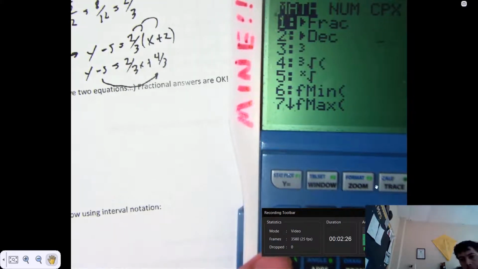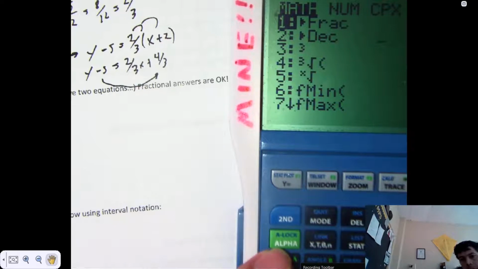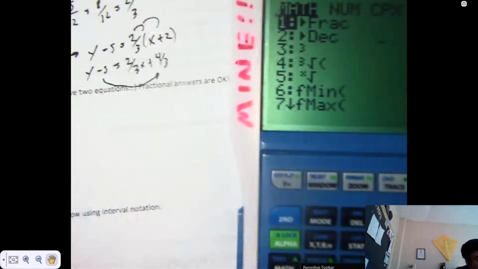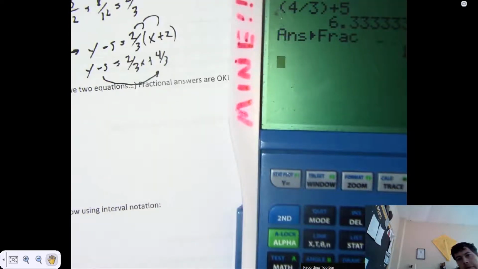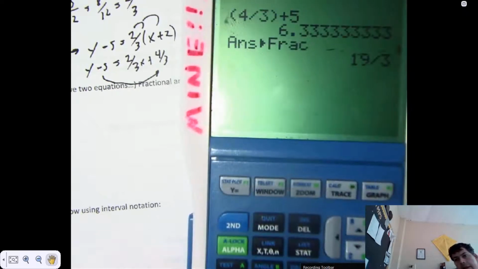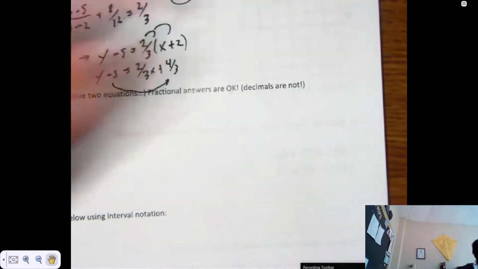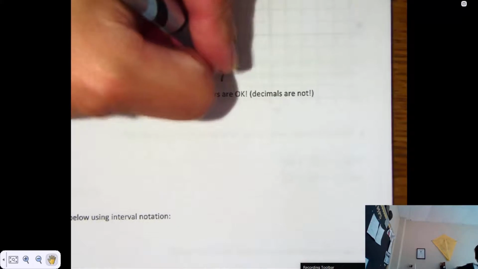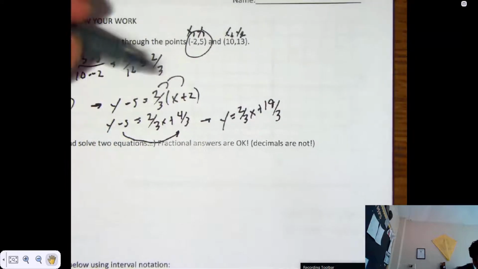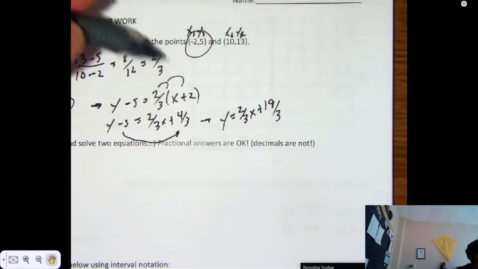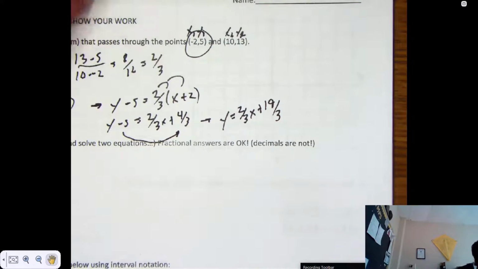Let me move this real quick. I hit math. This menu comes up. Press enter and enter again. And I got 19/3. So y is equal to 2/3 of x plus 19/3. Once you get the slope, pay attention to the answer choices. You better see a 2/3 in front of x.